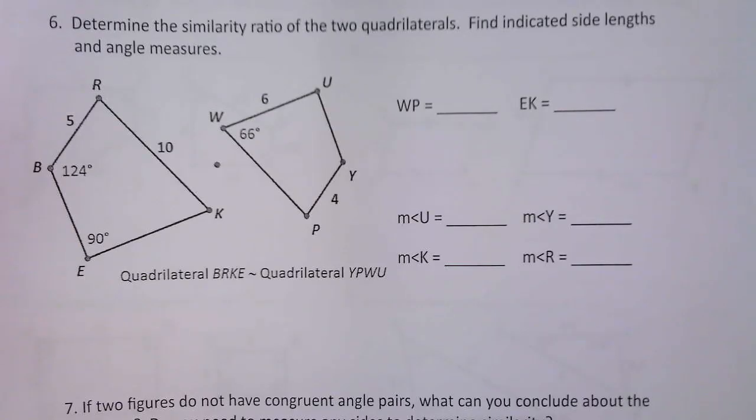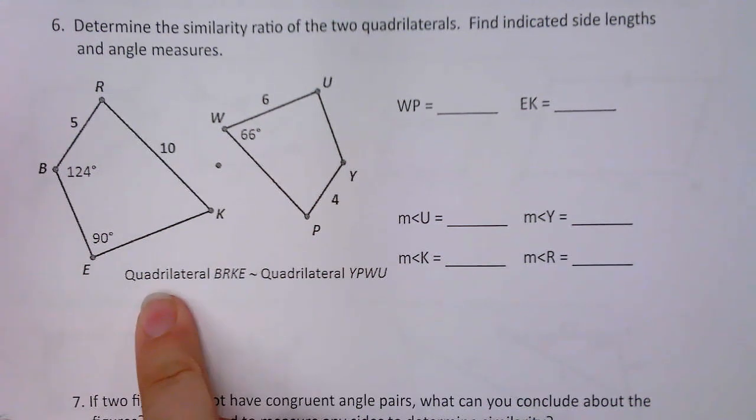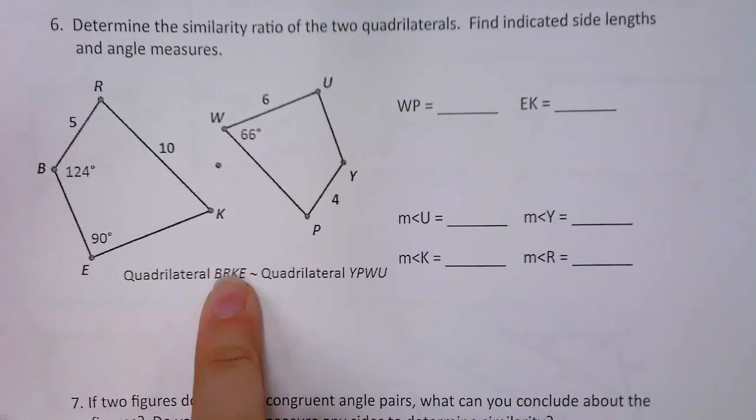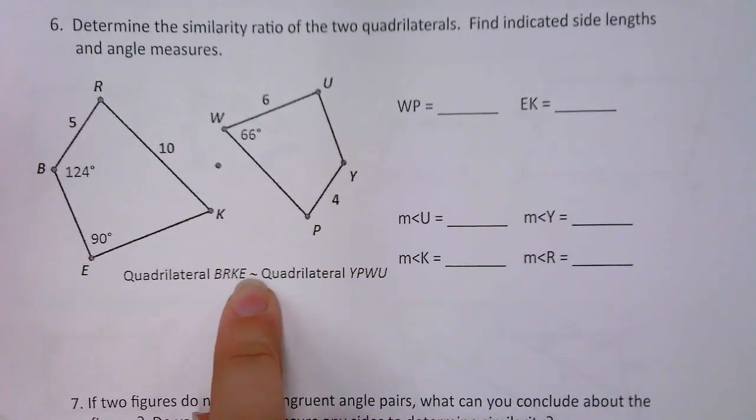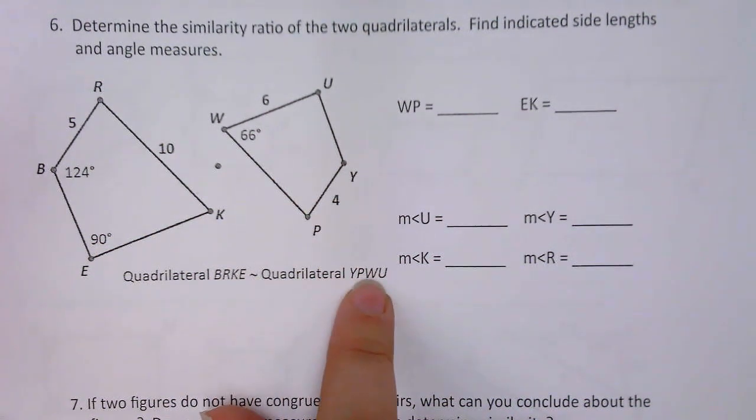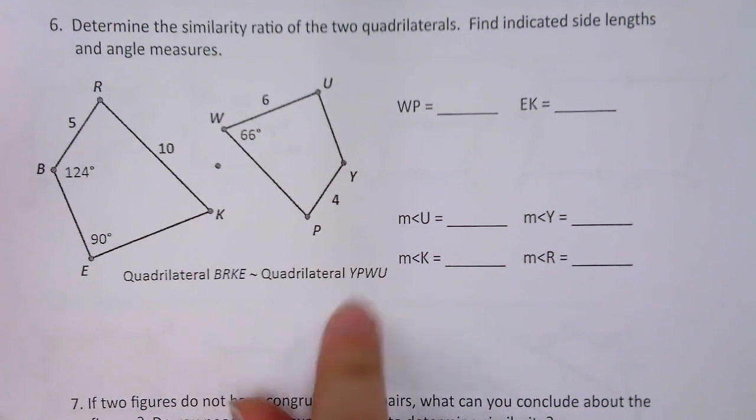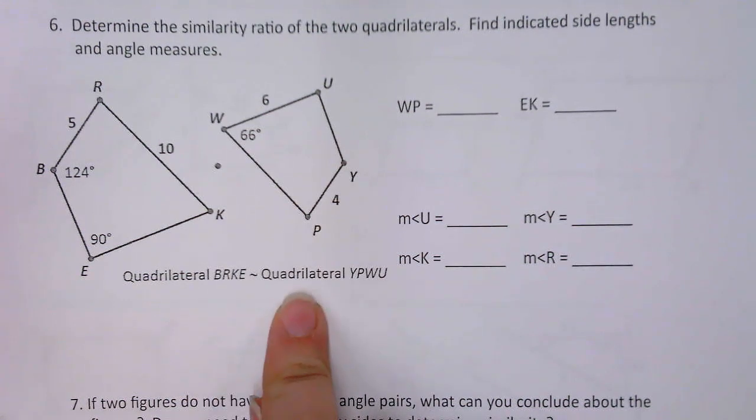All right, so let's look at number 6 here. 6 says, determine the similarity ratio of the two quadrilaterals. Find indicated side lengths and angle measures. So we're given these two quadrilaterals, and we're told that quadrilateral BRKE is similar to quadrilateral YPWU. This is really important because it helps us match up corresponding pieces, right?